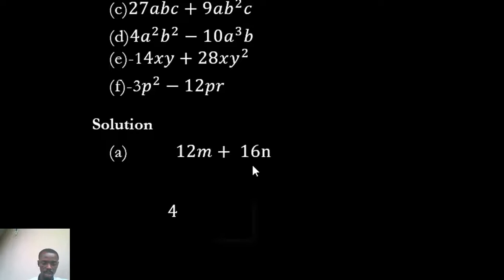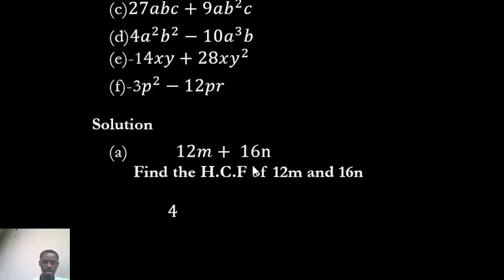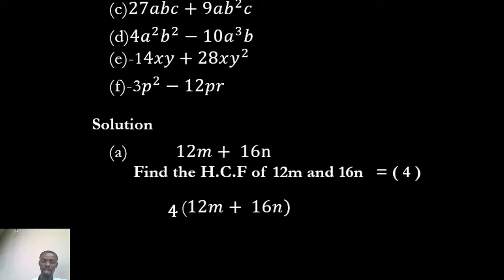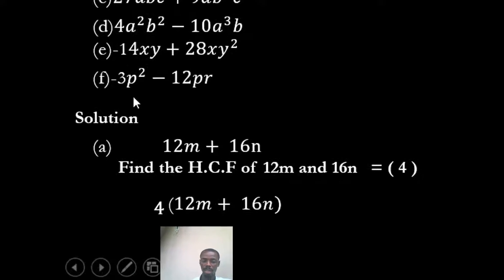And that is why you are seeing a 4 here already. So the highest common factor of 12m and 16n is 4. And the next step is that you bring out this 4. You write out your 4 here, and you open the bracket and have this inside.